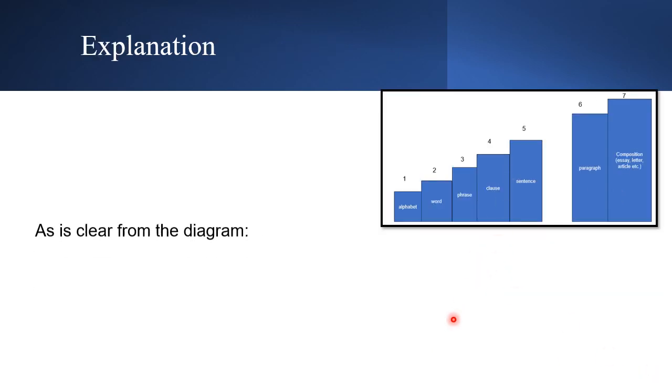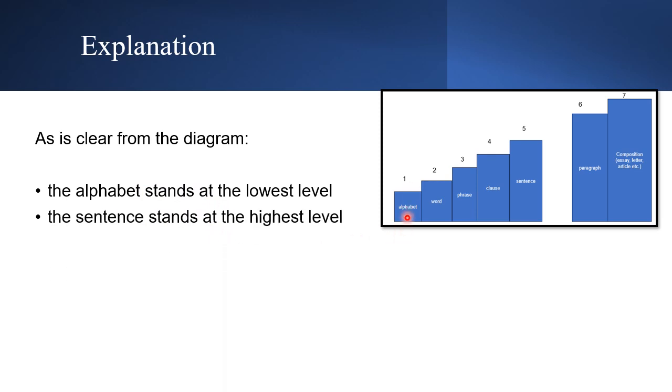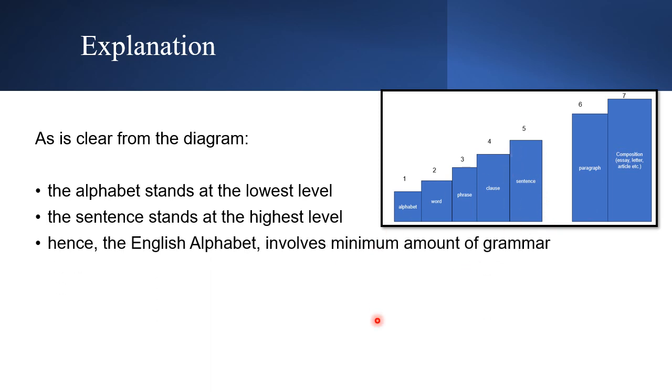So this is the image that we need to use here. As is clear from the diagram, the alphabet stands at the lowest level, and the sentence stands at the highest level. I mean, we're talking about this unit only, because we need to learn this thing first. This comes after. This is not difficult. The thing that is difficult is number 5, writing a sentence. I wouldn't say difficult, but that needs skill.